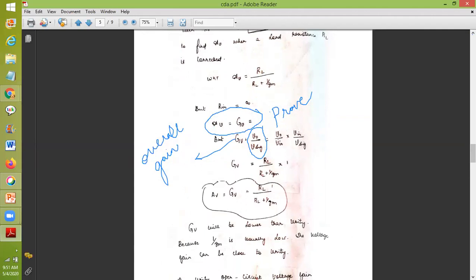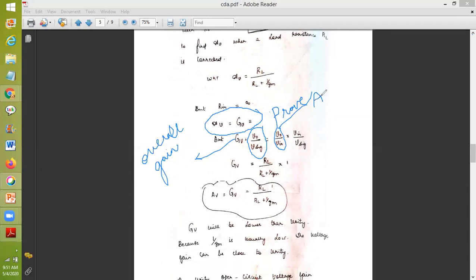But we know that V naught by V in is AV. This V naught by V in is nothing but your AV. So what is AV? RL divided by RL plus 1 by Gm. But what is V in by V signal? V in by V signal is equal to unity. Why? Because the input impedance is very, very high. Understood? So this is very, very important.